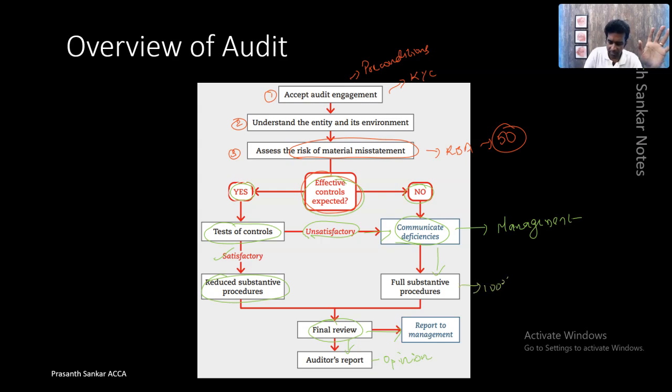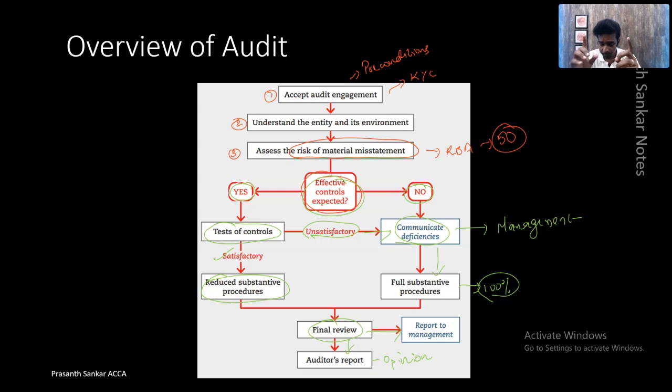Because we don't trust them, we have to go deeper. We have to take more samples. We have to gather more evidence. We might ask for one or more pieces of evidence for the same transaction to confirm the truth and fairness of the transaction. So there will be more work involved. If there are 100 transactions and you're testing only 75, it could be a reduced procedure. That's less work, right? You just have to check 75 transactions against their evidence.